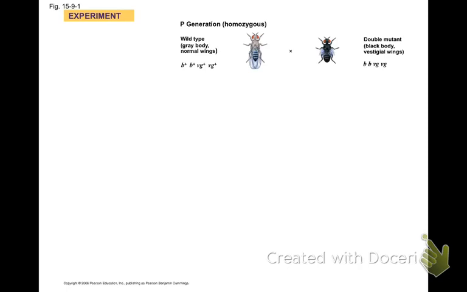Okay, so our experiment starts with a gray, which I would like to call capital G, and normal, capital N. And here I would like to call it small g, and I would like to call it small n. This is what he started with for his parental generation.